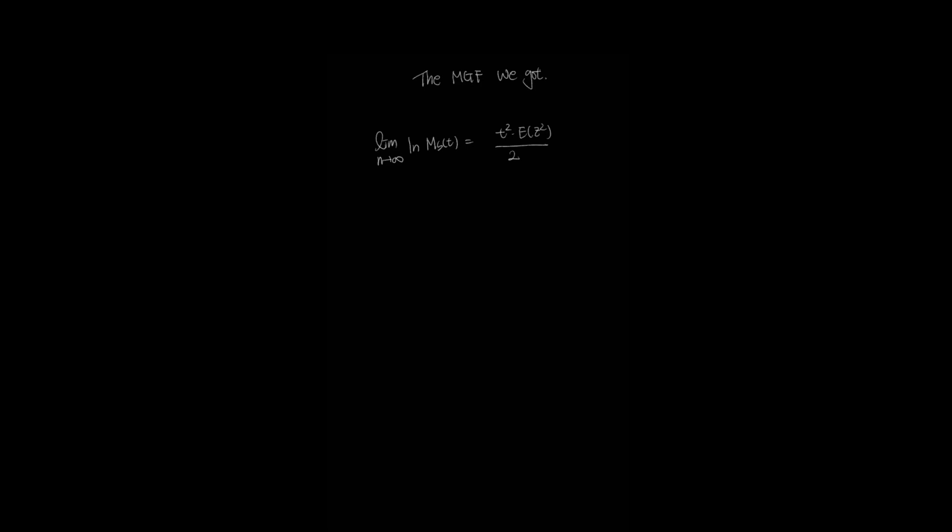So we got to this level until the last video. As a result, the limit of the ln MGF of S, which is the scaled value of x bar, equals this form here. We still need to calculate this value, but we can get it easily by thinking about the definition of variance again.